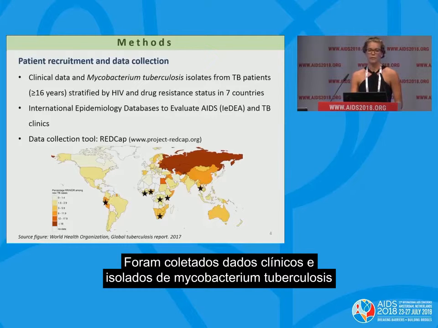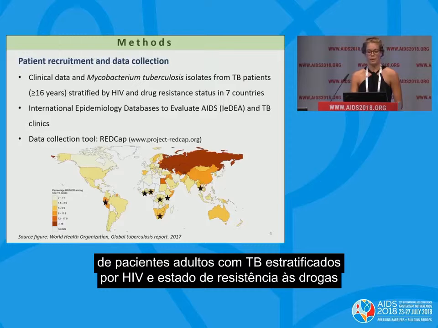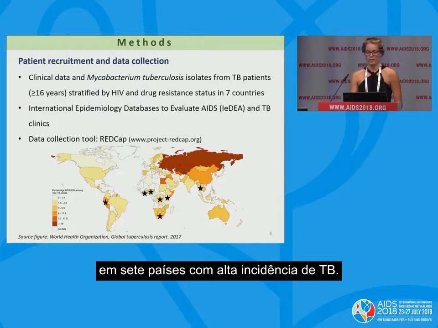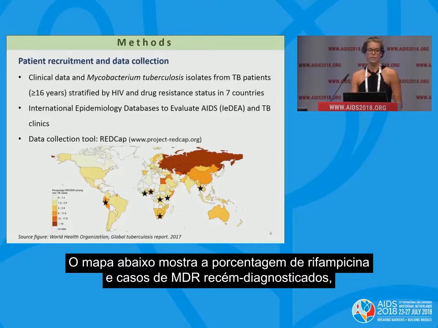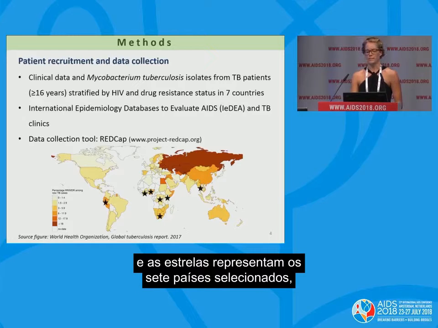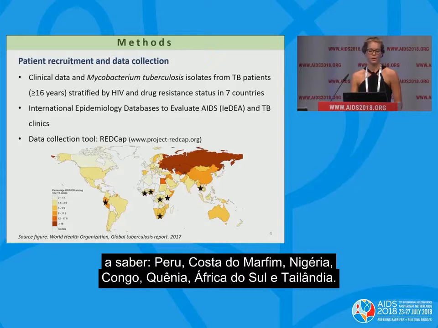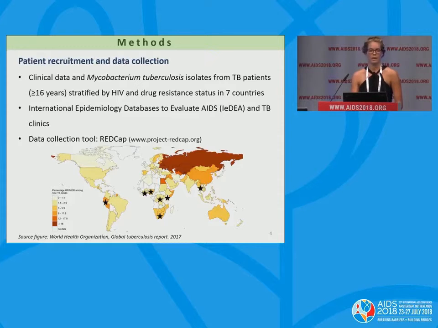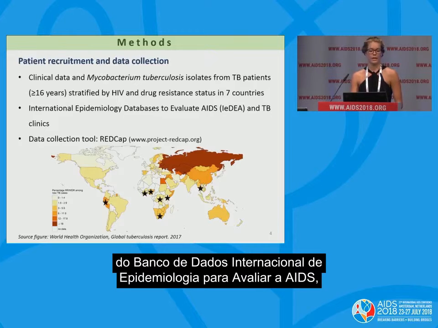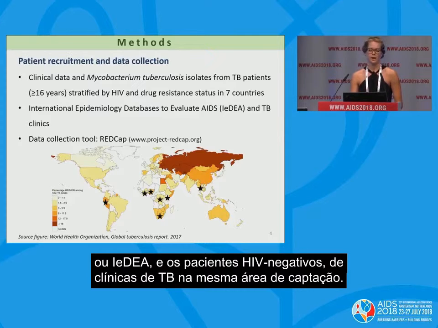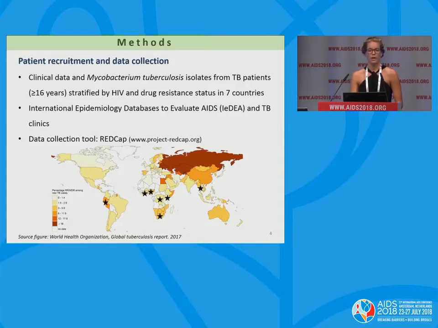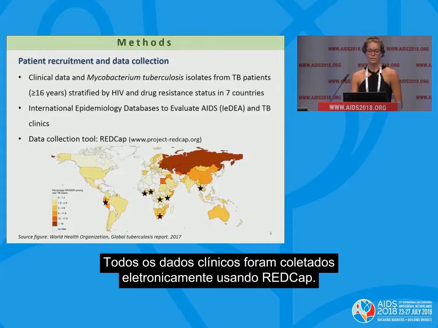We collected clinical data and Mycobacterium tuberculosis isolates from adult TB patients stratified by HIV and drug-resistant status in 7 high TB burden countries. The map below shows you the percentage of newly diagnosed rifampicin-resistant and MDR cases, and the stars represent the 7 selected countries, namely Peru, Ivory Coast, Nigeria, the Congo, Kenya, South Africa, and Thailand. The HIV-positive patients were recruited from the International Epidemiology Database to evaluate AIDS, or IDEA, and the HIV-negative patients from TB clinics in the same catchment area. All the clinical data were collected electronically using REDCap.